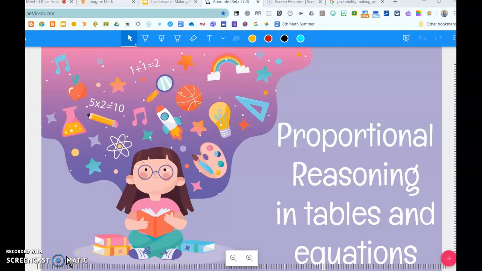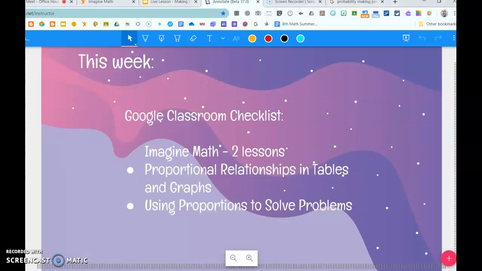Today we're going to focus on proportional reasoning in tables and equations. We're going to focus a lot on how the table changes and whether or not it's proportional. This week on your agenda, to keep you at pace, you have two lessons: proportional relationships in tables and graphs, which is what I'm going to focus on today, and then using proportions to solve problems.